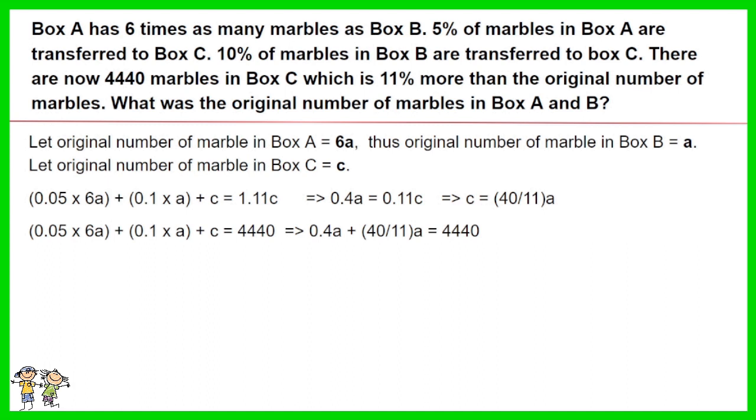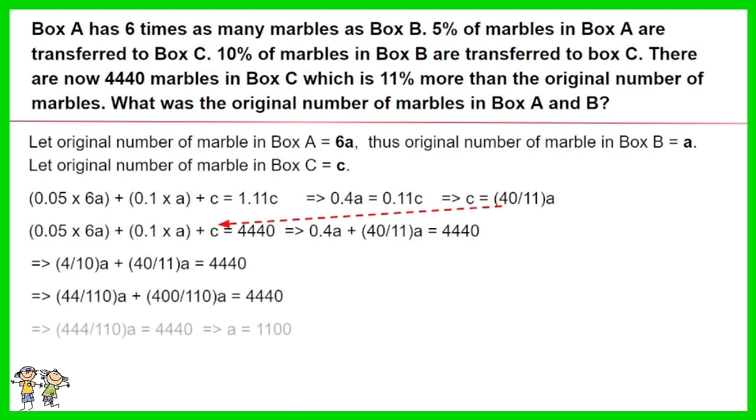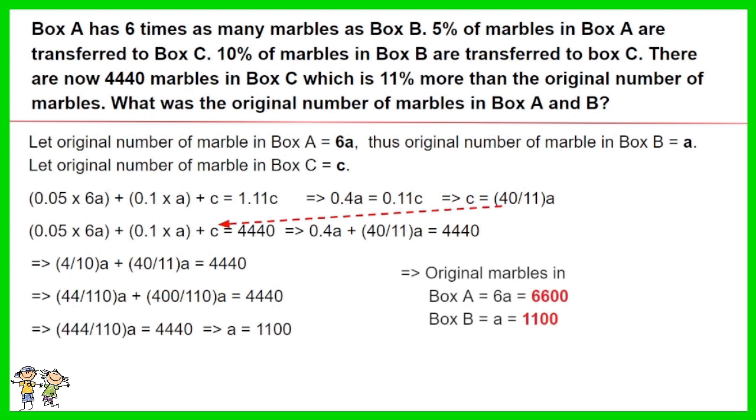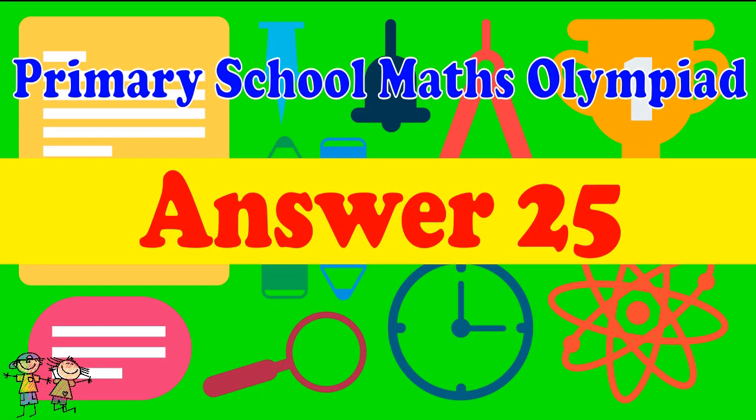0.05 of 6A plus 0.1 of A plus C equal to 4,440. Replace C with 40 over 11 of A. Work out the equation, you will find that A equals 1,100. Thus the original number of marbles in box A equal to 6A, which is 6,600. The original number of marbles in box B equal to A, which is 1,100. Answer for question 25.